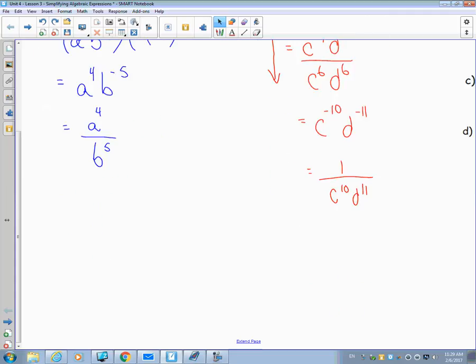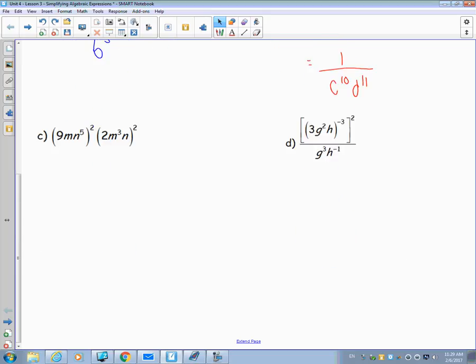I'll try some more. I said these are just examples today. We're not doing anything new. We're just going to apply our rules. Okay, letter C. BEDMAS. Can I do anything inside the brackets? No. Do I have exponents? Sure I do. I have to apply the 2 to the m and the n and the number. So I'm going to end up with 9 squared, m squared, and n to the 10.